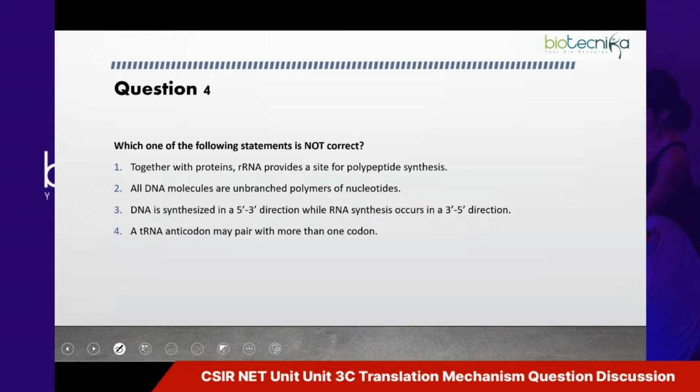Okay, moving on. Next question. Which one of the following statements is not correct? This is a CSIR part B question, but you can see how easy it is.